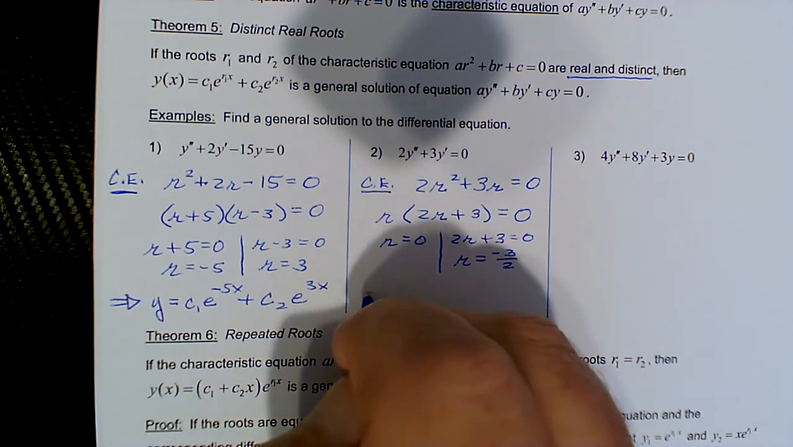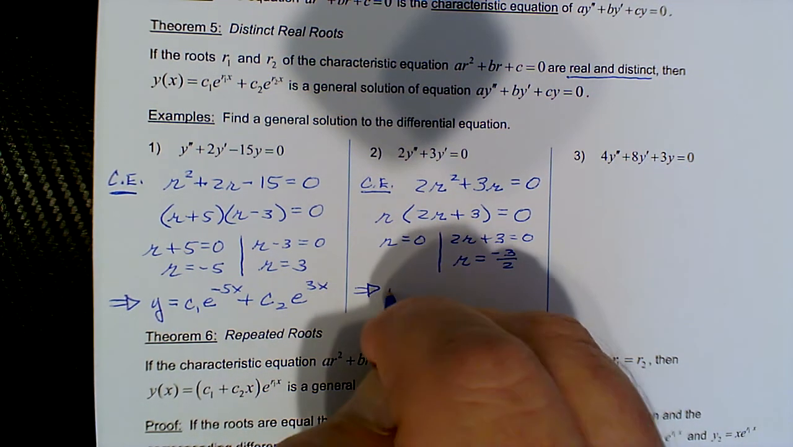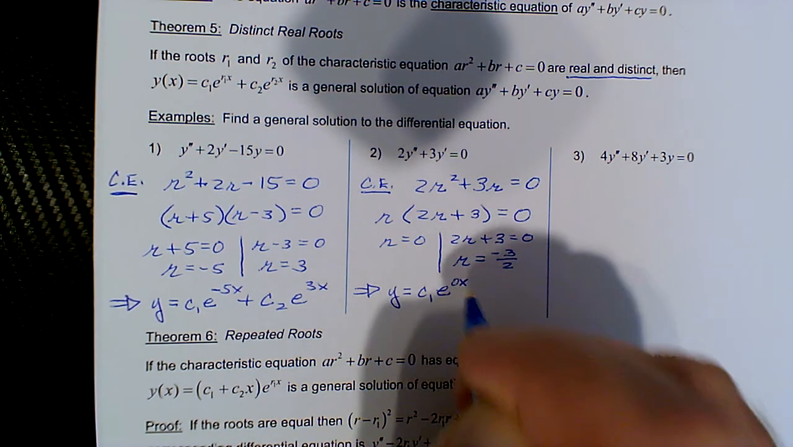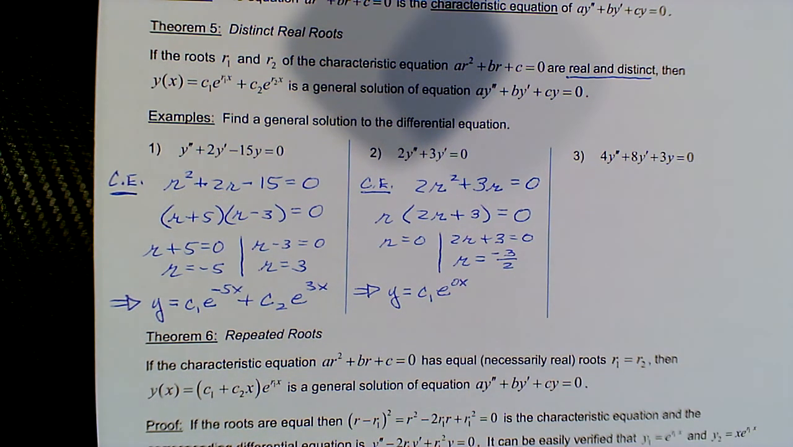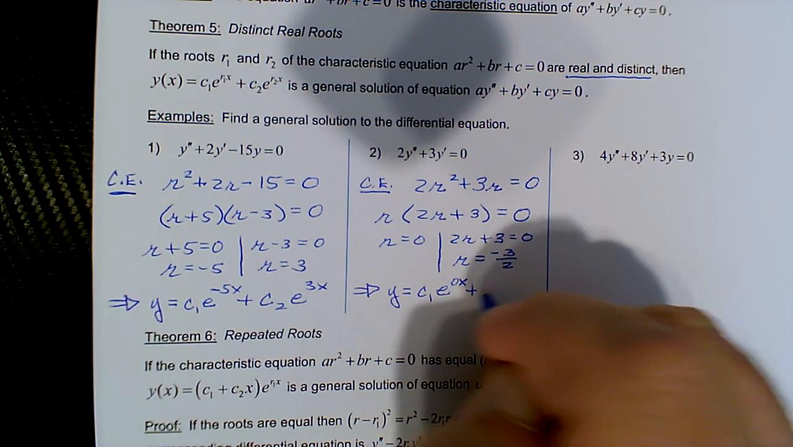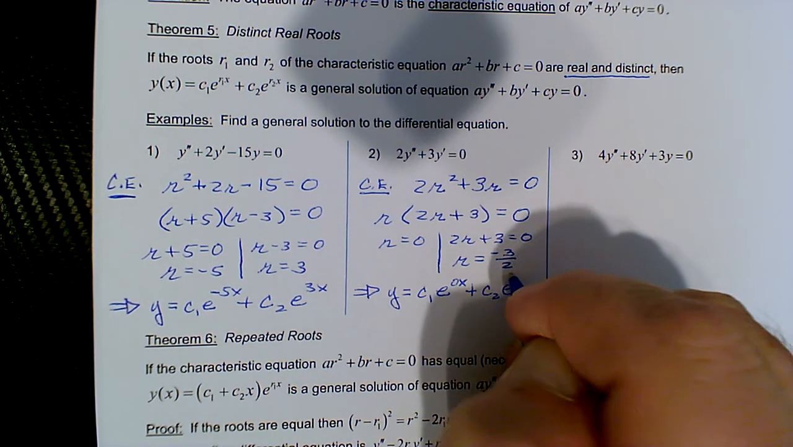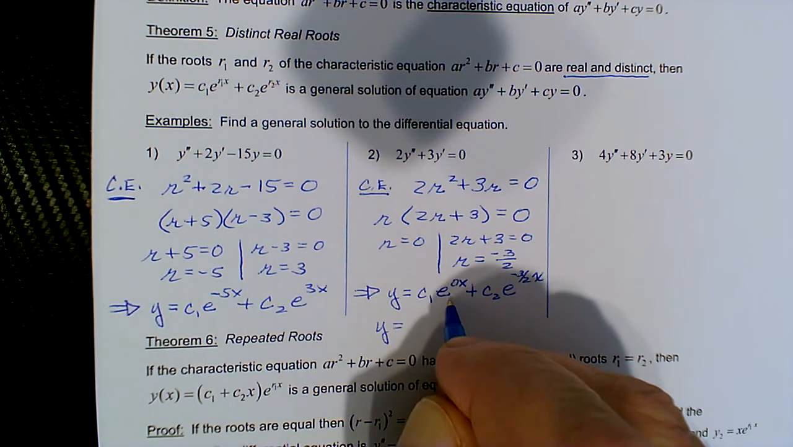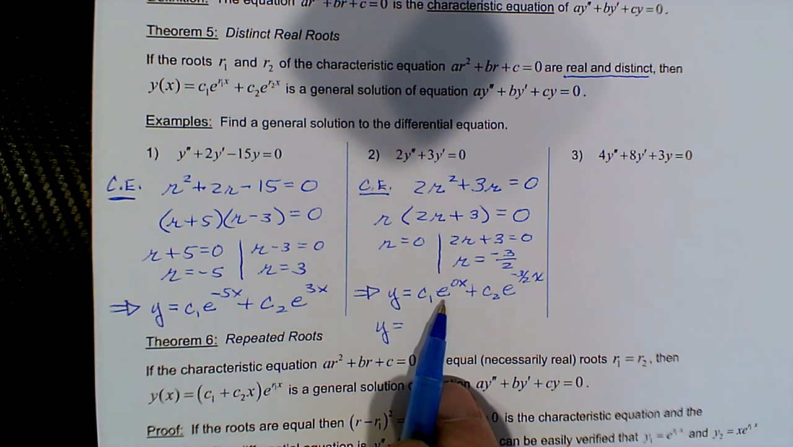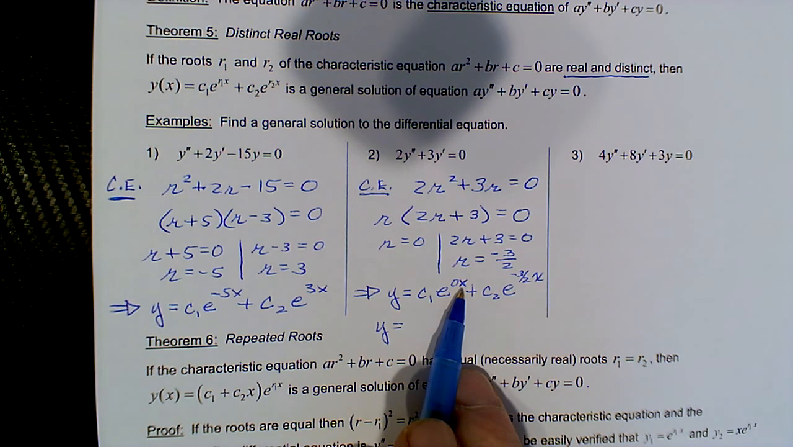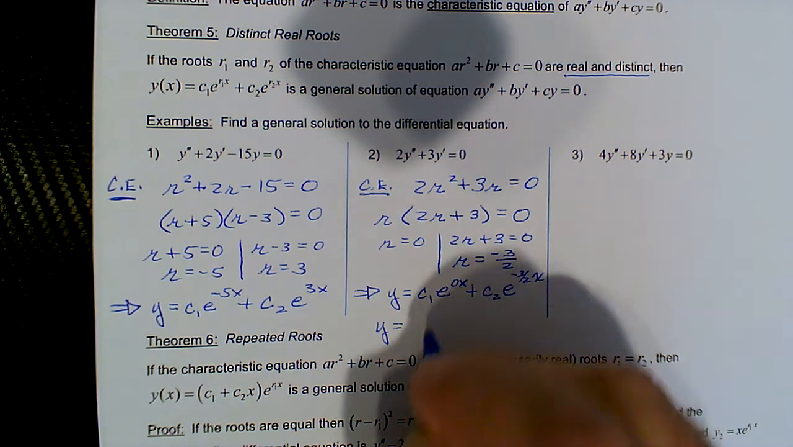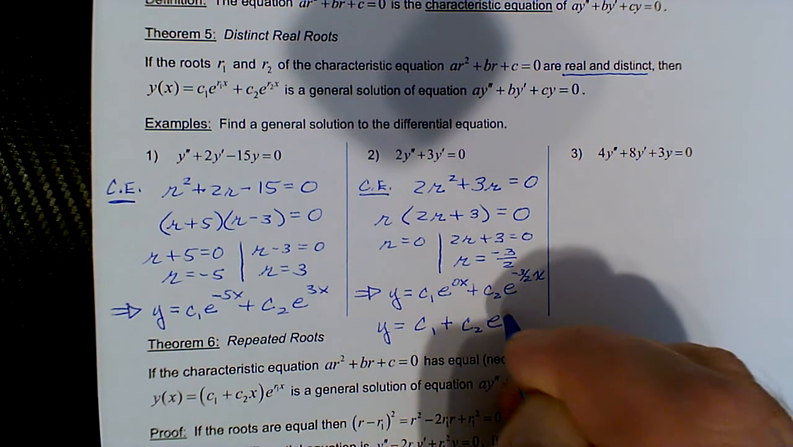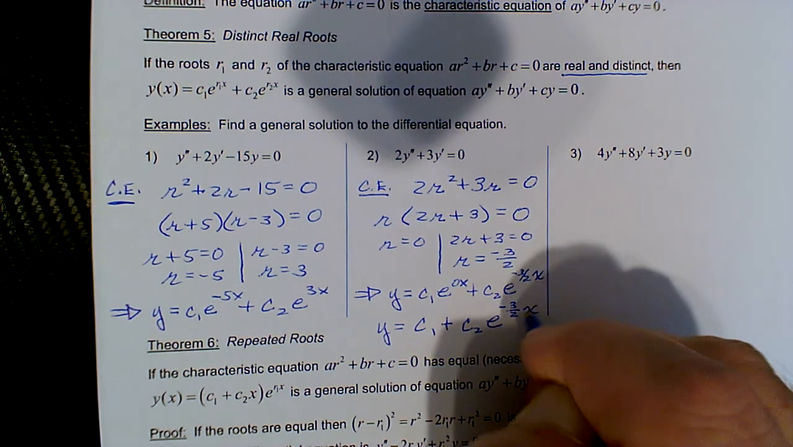And so then, by the theorem, a general solution is c1 e to the 0x, I'll show it one time here, and then plus c2 e to the negative 3 halves x. But there's no need to show a substitution for when r is 0, because e to the 0, of course, is 1. So that's just going to be c1 plus c2 e to the negative 3 halves x.